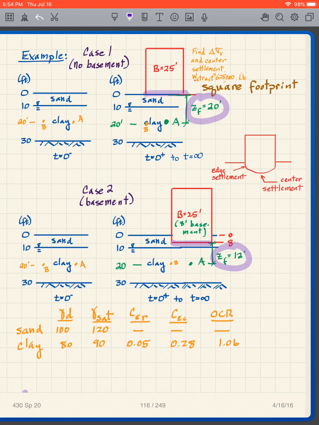So, because I have a basement, in case 2, my Z sub F is only 12. Whereas when there's no basement, my Z sub F is going to be 20. Why? Because the distance to the point of interest from the base of the structure is only 12 here. So it's important that we recognize that that's one effect of having the basement is my Z sub F.